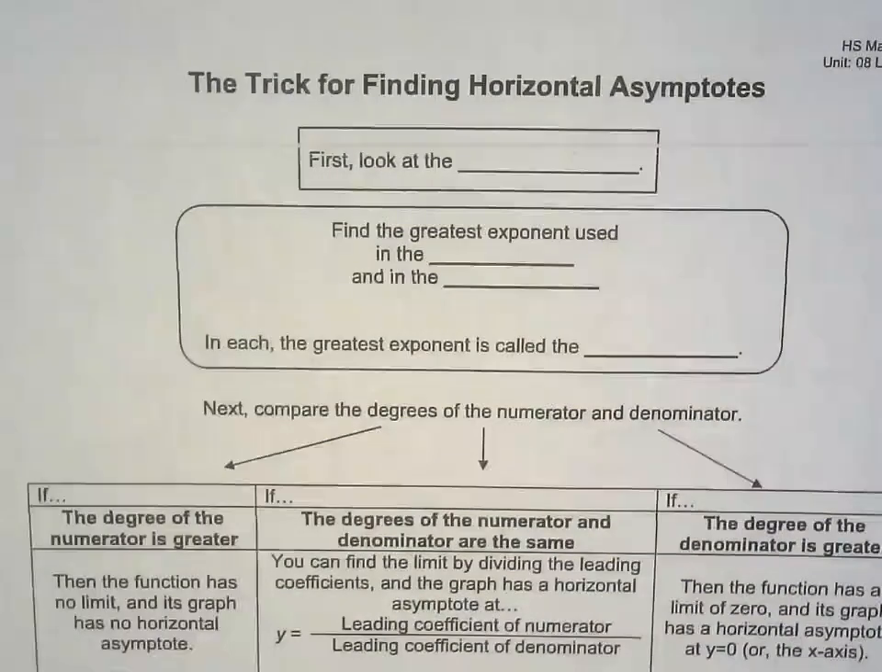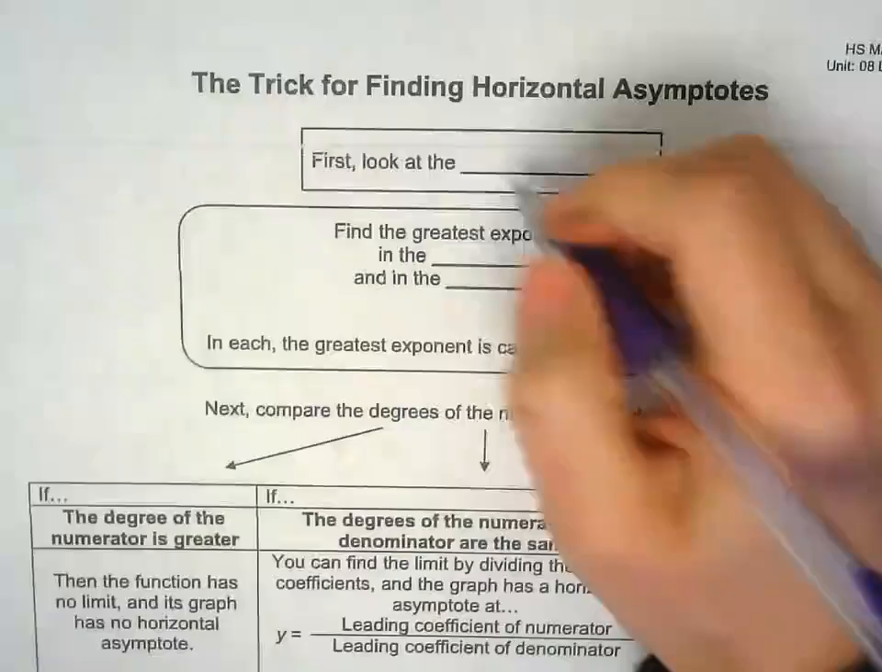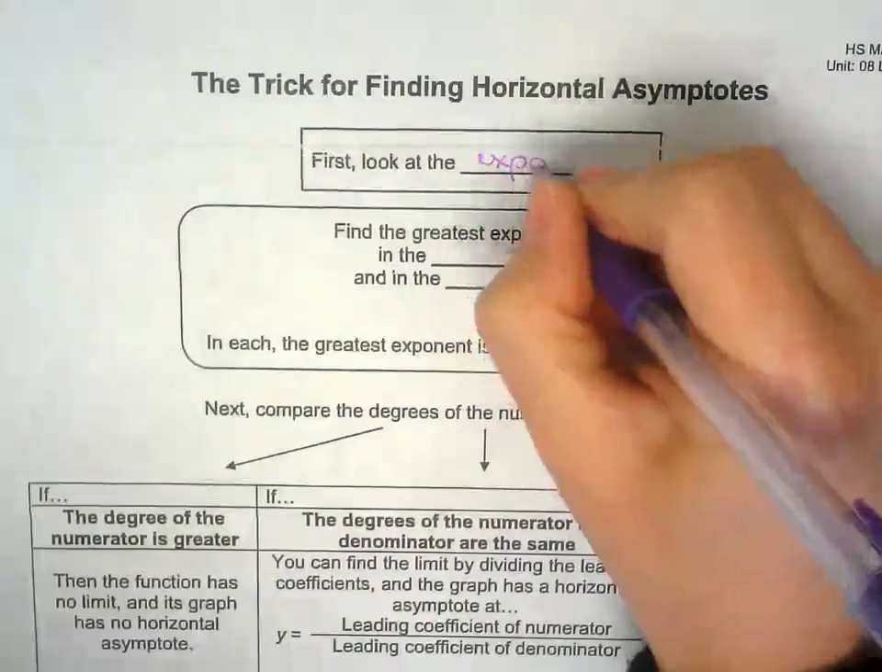We're finding horizontal asymptotes today. We already found vertical, which I think is easier. Now we're finding horizontal asymptotes. So first, we look at the exponents.